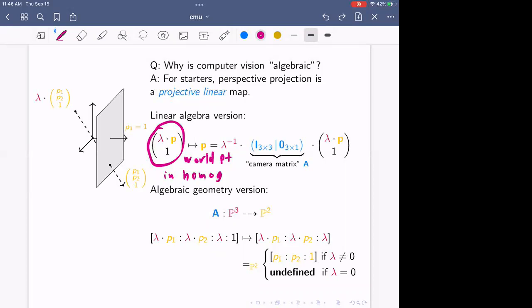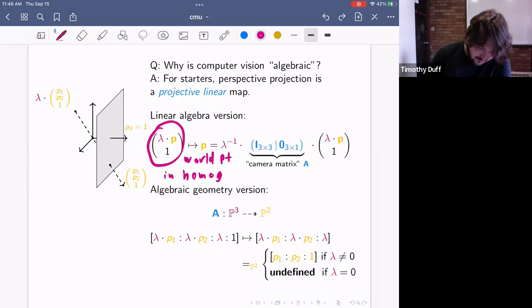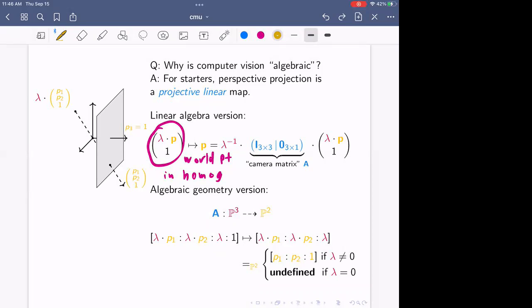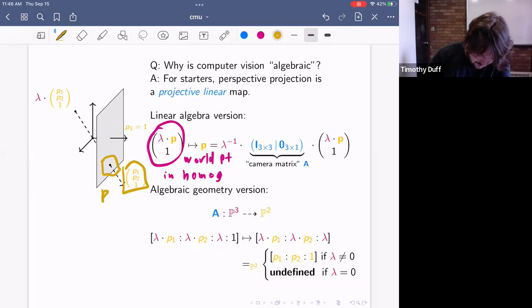So when you talk about P, is it the world point? P is the image point. Perhaps not so clear, but this here is P, and this here is also P. And since it's in the image plane, its last coordinate is equal to 1. Got it.